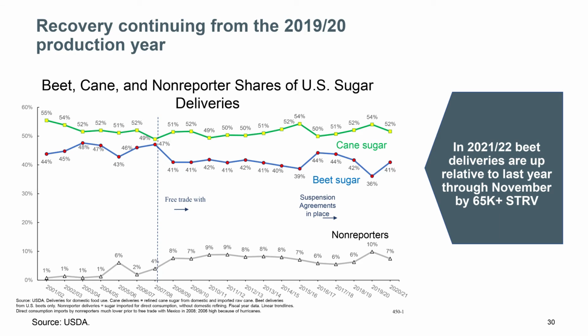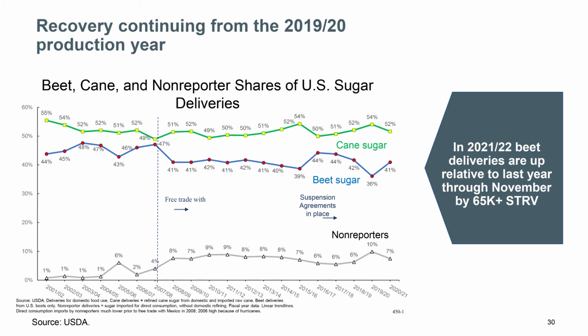Overall, beet deliveries are up relative to last year, but also this is showing the drop in beet sugar deliveries following the 2019 force majeure. Cane sugar picked up the slack that year. Things are more returning to more normal conditions where you have a little bit higher beet sugar deliveries. Overall, it's about 50% cane sugar, and between 46 and 50% beet sugar deliveries.